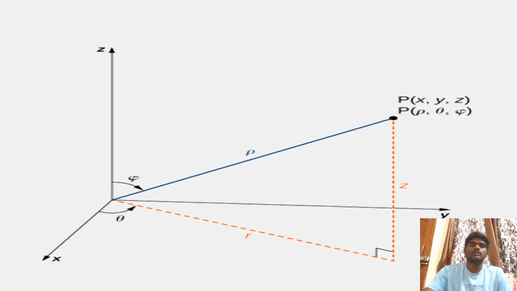And now this is how the spherical coordinate system is drawn. This is the x-axis and this is the y-axis and this is the z-axis, where theta is the angle in the xy-plane, and phi is the angle between the z-axis and the line from the origin to the point. Rho is the distance along that line from the origin. The point is x, y, z in Cartesian coordinates, and rho, theta, phi in spherical coordinates.